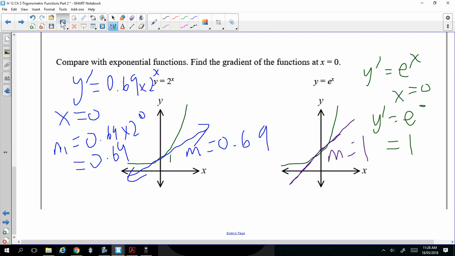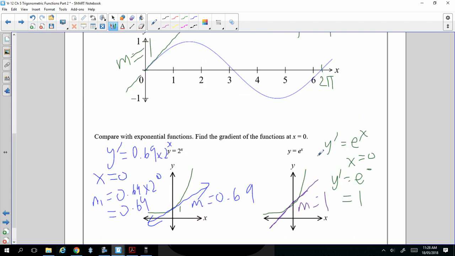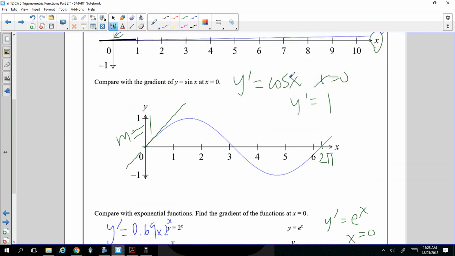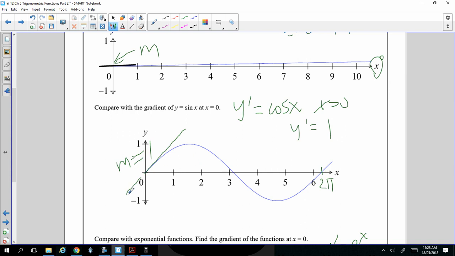So in exponential, we have to create a new number called e so that the gradient is 1. Whereas in the trigonometry case, we have to create a new concept called radian in order to make the gradient at the origin equal to 1.